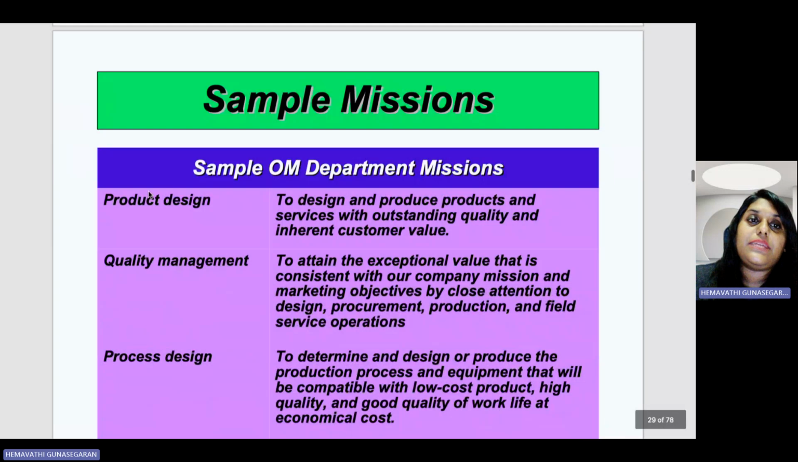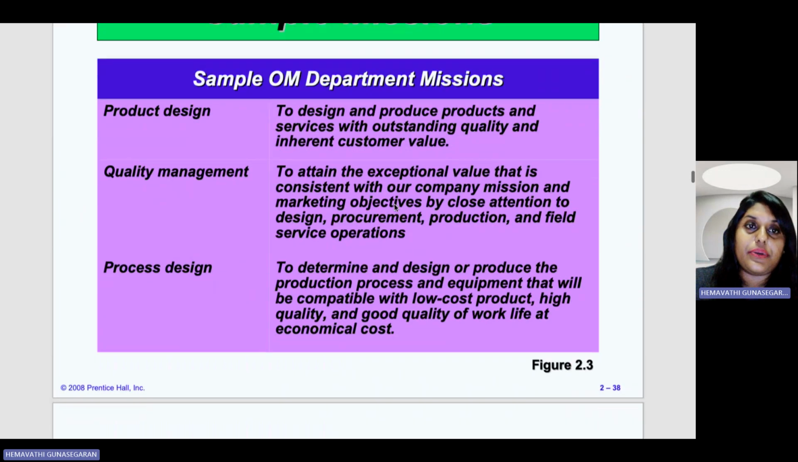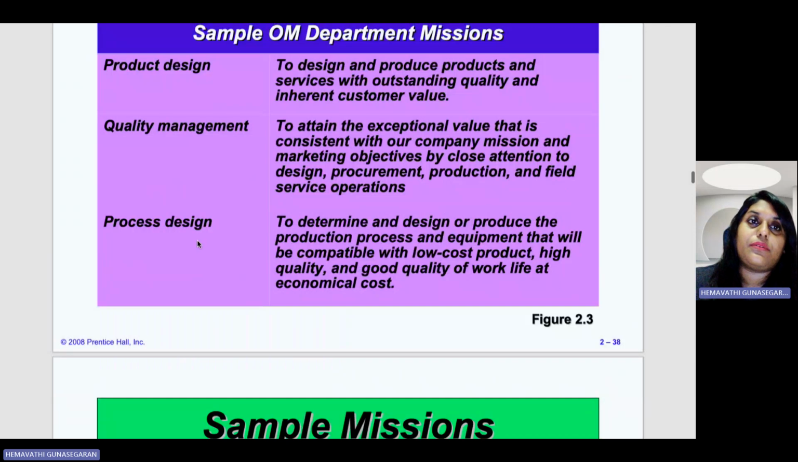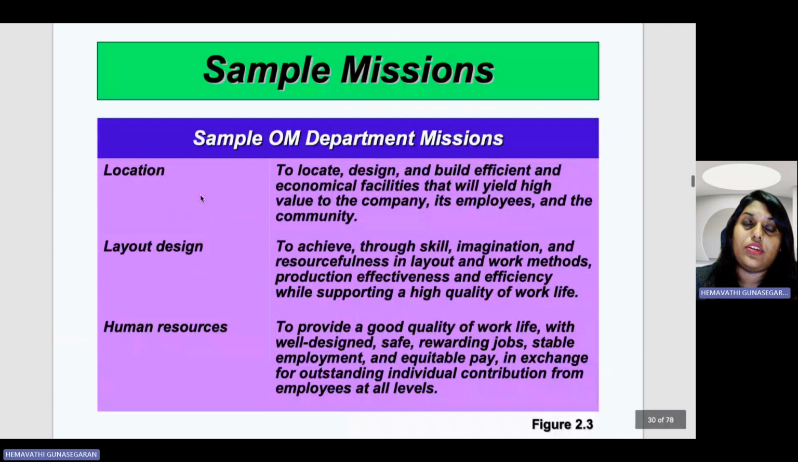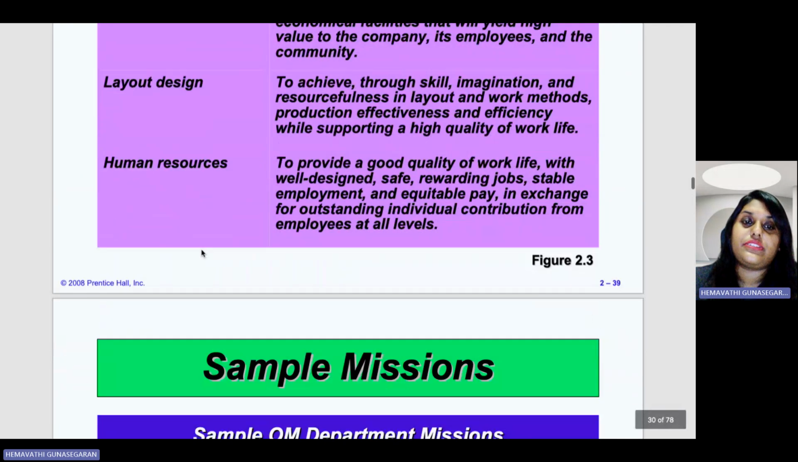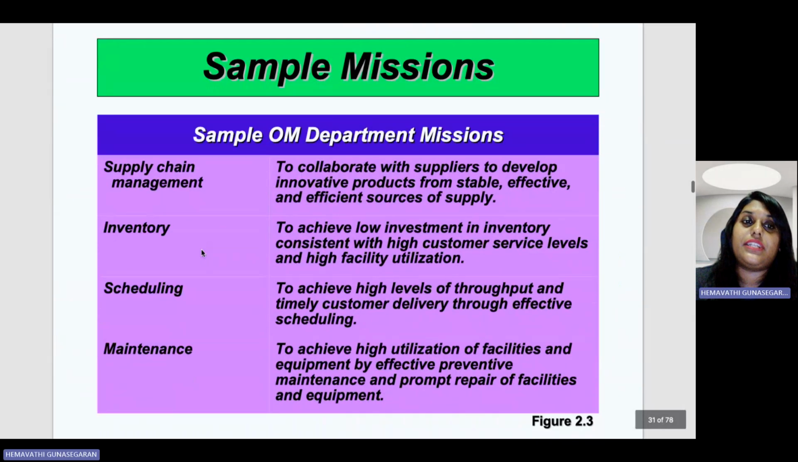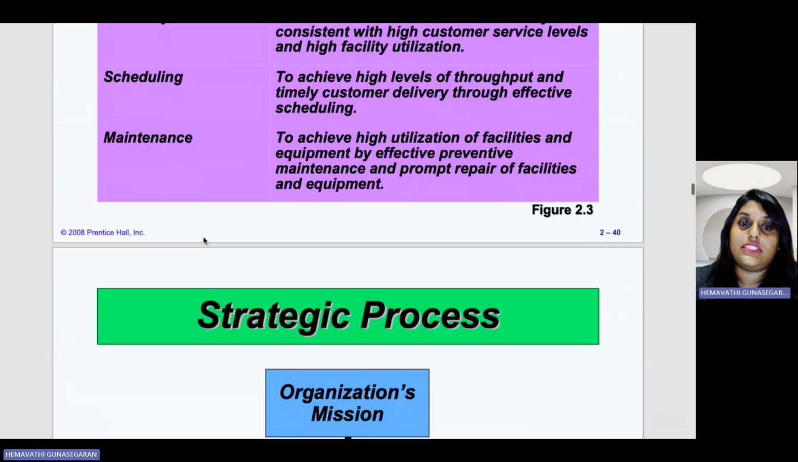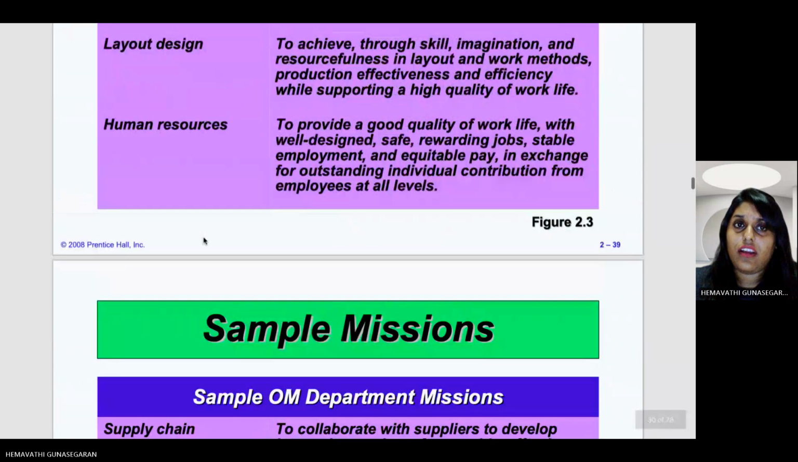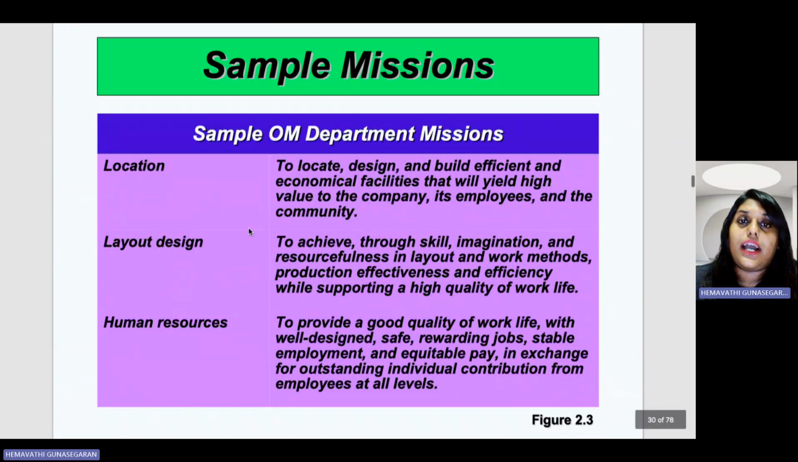For instance, in the Department of Product Design, their mission statement is to design and produce products and services with outstanding quality and inherent customer value. And then we have quality management, product process design, location, layout design, human resources, supply chain management, inventory, scheduling, maintenance, right? All these parts are departments in operations management, and each department has a different kind of mission statement.